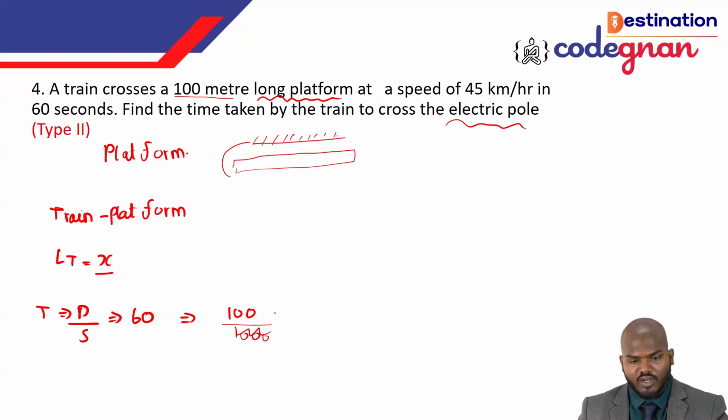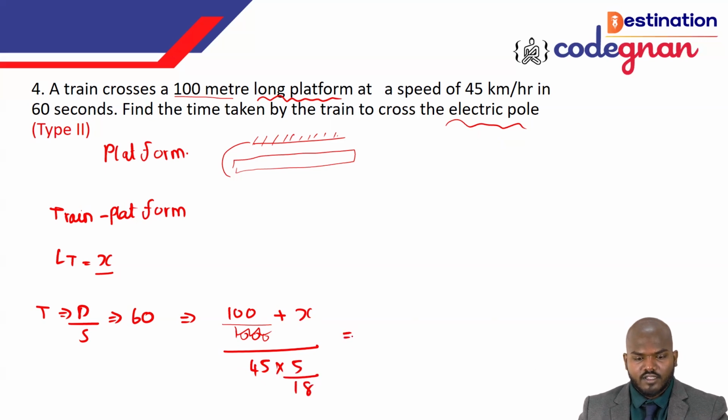Okay, let's keep it like this. First you see this one, 100 meter. We don't want to convert this, we can keep it as x here. And the next one is 45 kilometer. Now we want to convert this one. 45 kilometer per hour to meter per second means we need to multiply by 5 by 18.